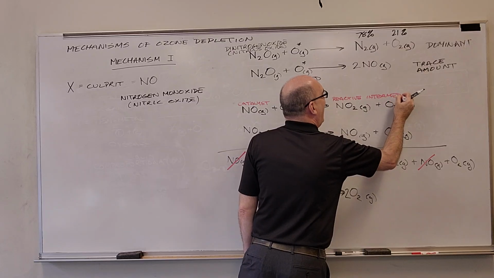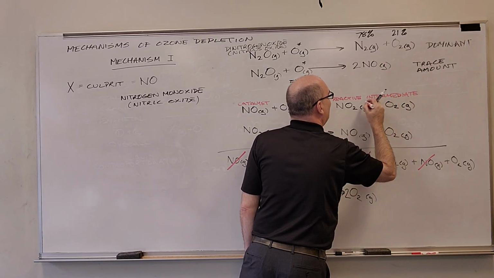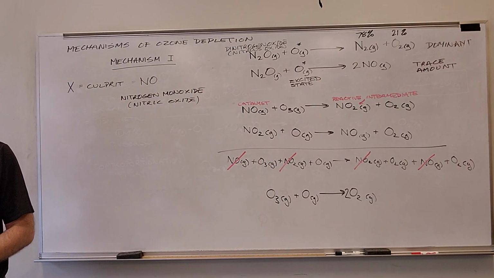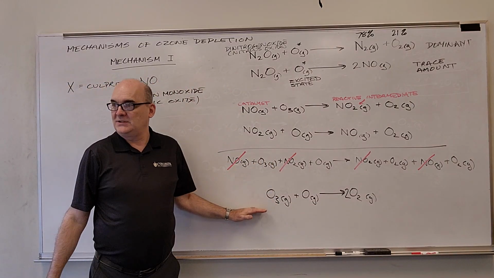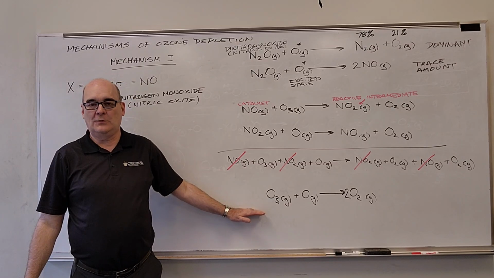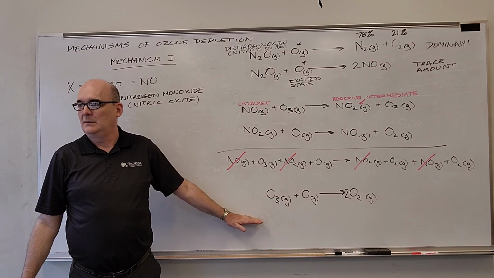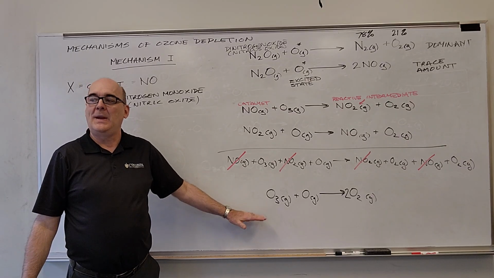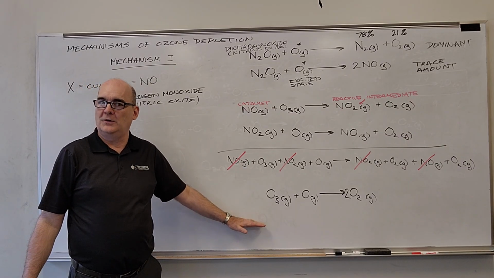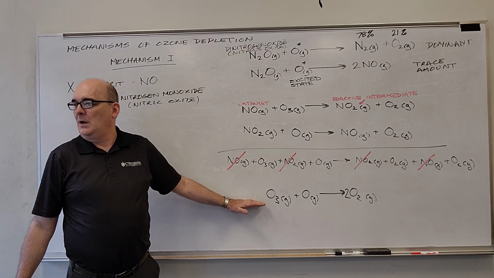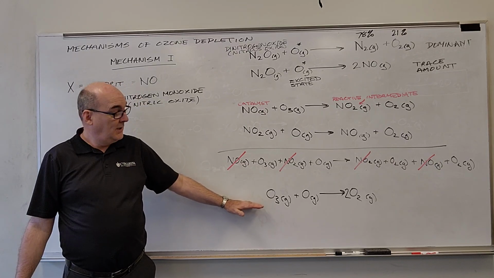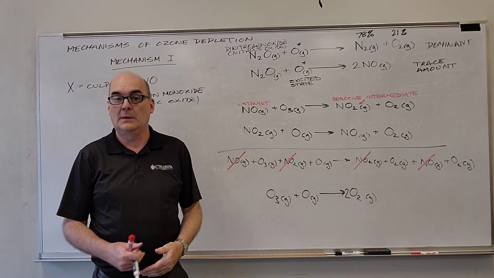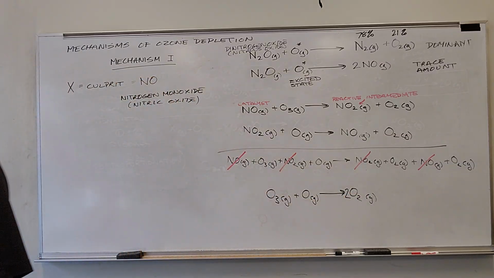Which is why we have mechanisms in the first place. Because the mechanisms show us what we need to know. This is the overall reaction. It tells us very little about how the reaction works. Mechanisms tell us how the reaction works. This just tells us what we got. This tells us the stoichiometry of one of these and one of those makes two of these. But it doesn't tell us much else.